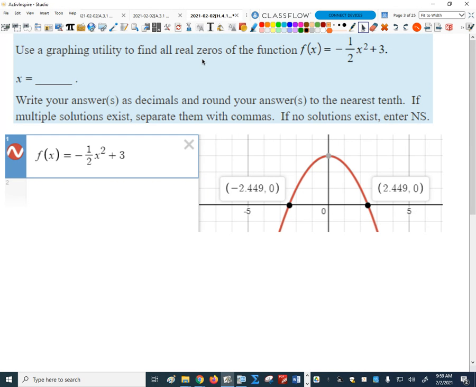Well, why do we call them zeros? Because those are the places where the function is equal to 0. So that would just be solutions to the equation negative 1/2 x squared plus 3 equals 0, right? So we want to know, when does this function have a value of 0? If I want to find those things, well, all I have to do is just graph the function and find out where it crosses the x-axis. So those would be my decimal approximations.